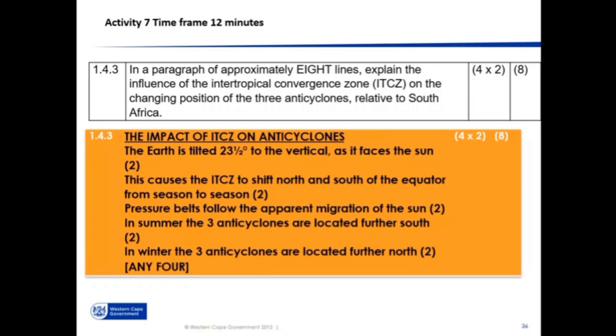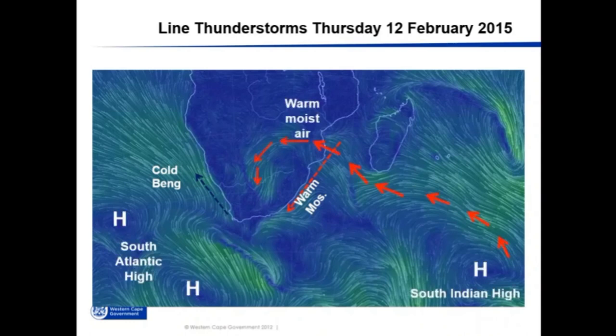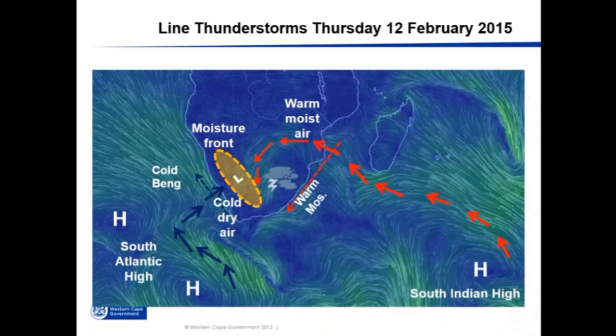Okay? Next one, just to show you line thunderstorms, look at the date, February, still summertime, late summer in South Africa. Okay, let's watch what's happening. There's your South Indian high pressure that brings more moist air on the eastern part of the country. The South Atlantic high pressure brings cold, dry air to the western part of the country. These two air masses are different in density. Warm air is lighter, cold air is heavier. Cold air dives under the warm air, pushes the warm air up into the atmosphere, and these two meet at the moisture front. And there we have thunderstorms.